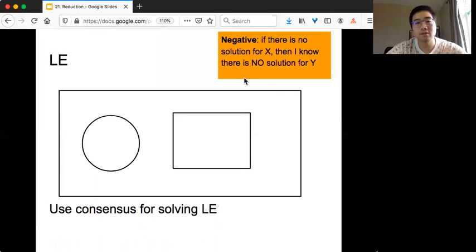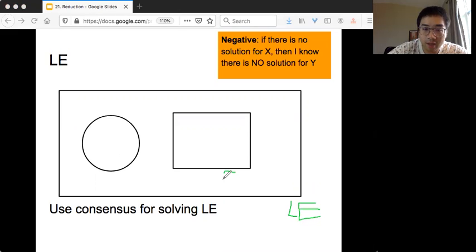Use consensus to solve leader election. So the outer box, the problem we try to solve, is leader election, and we are going to use consensus as a black box. So how do we do this? First, each node has its own ID, and then you just use this ID as the input of consensus.